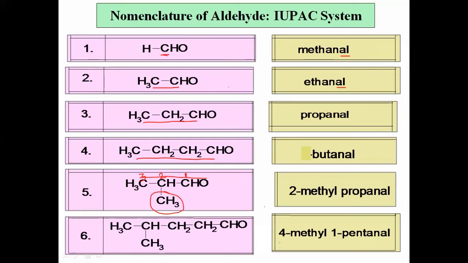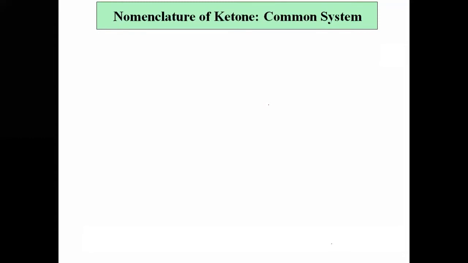And in the IUPAC system, what do we do? We consider the parent alkane. And the last E of the parent alkane we replace by the word Al, like methanol, ethanol, propanol, butanol, etc. And if there is any branching, we mention that branch with its proper position. Okay, this is about the nomenclature of aldehyde in the common and IUPAC systems.